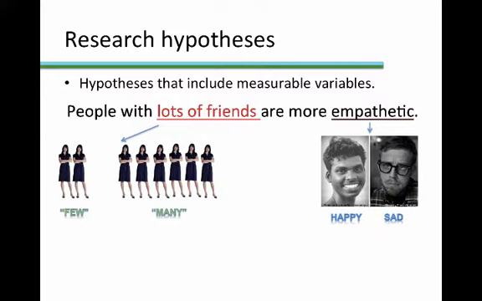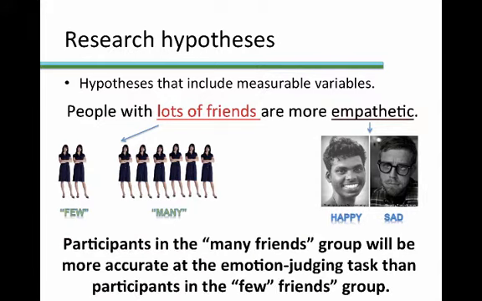We can now restate our hypothesis as participants in the many friends group will be more accurate at the emotion judging task than participants in the few friends group. Notice that we didn't specify how we broke participants into the two groups or describe the task in the hypothesis. This is okay so long as these things have been worked out and are described elsewhere in the research report.